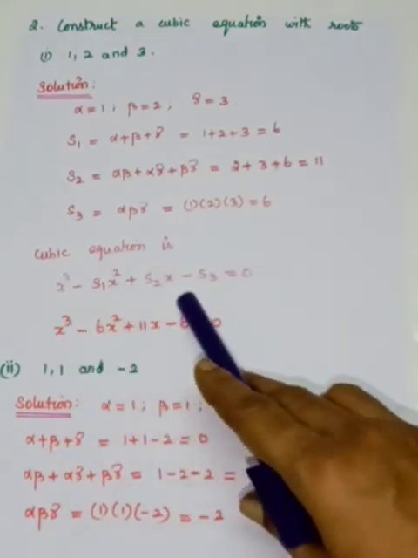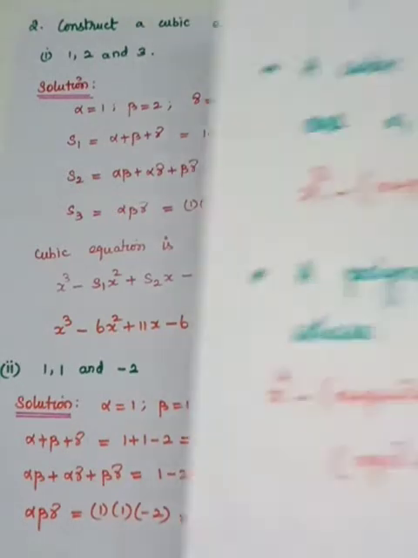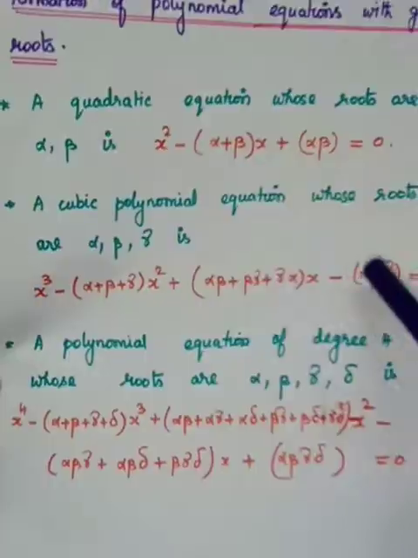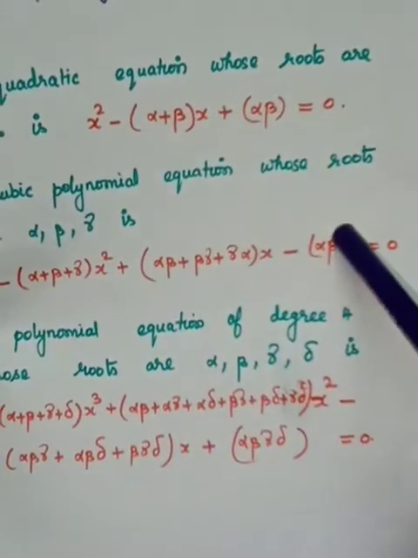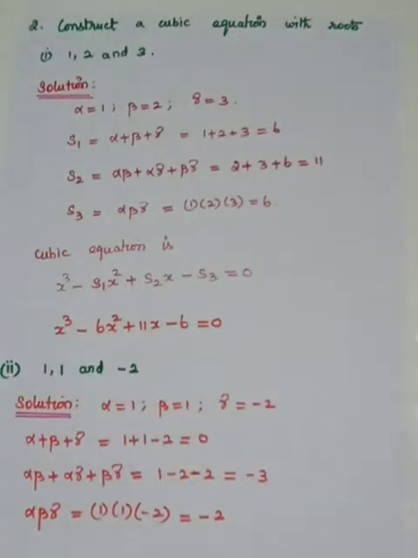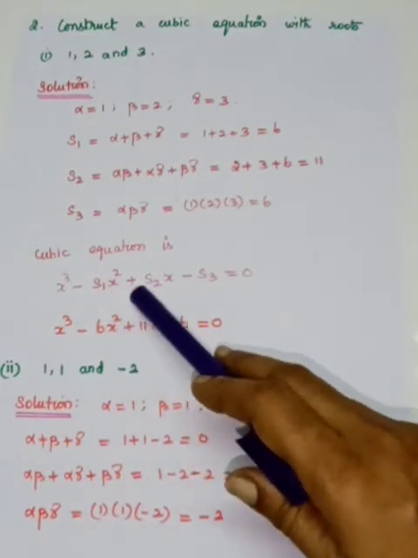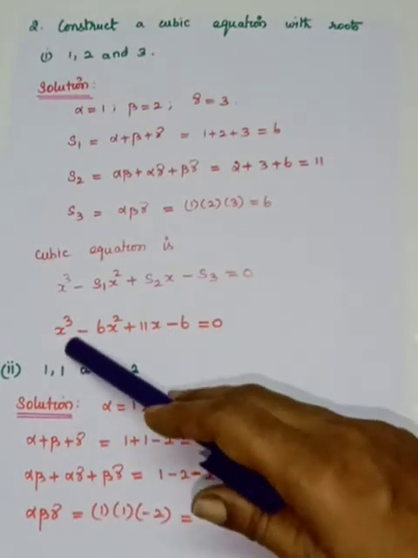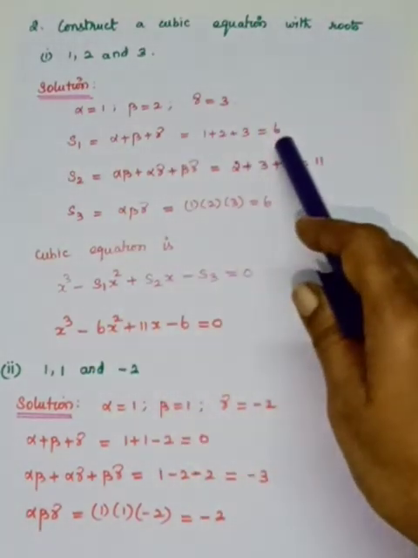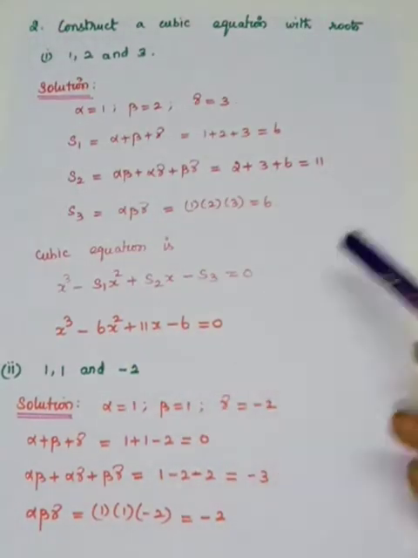So for the cubic equation, instead of writing the formula like this, you can write it like this. I have denoted this as S1, this is S2 and this is S3. So the formula is x cube minus S1 into x squared plus S2 into x minus S3 is equal to 0. So x cube minus, what is S1? 6. 6x squared plus S2 is 11, 11x minus 6 is equal to 0.